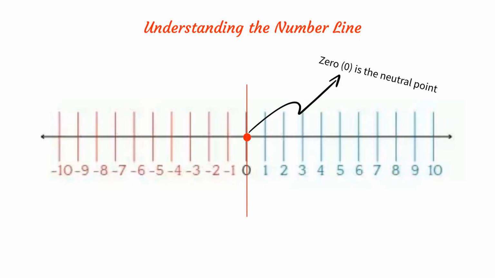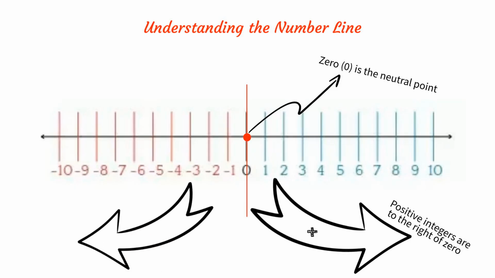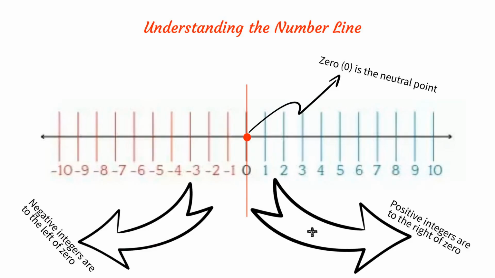In this case, just for illustration, we are dividing the integers on the right side of 0 and those on the left side of 0. If we look, the integers on the right side of 0 are positive. Conversely, the integers on the left side of 0 are negative.